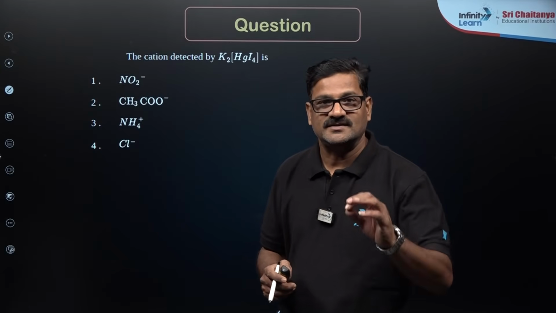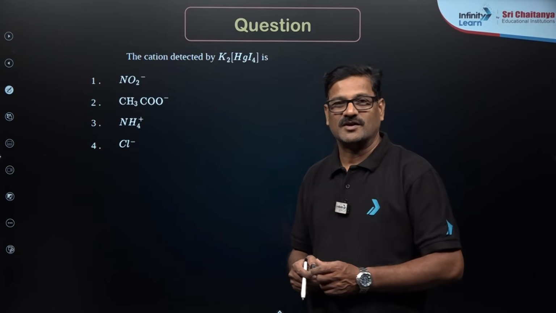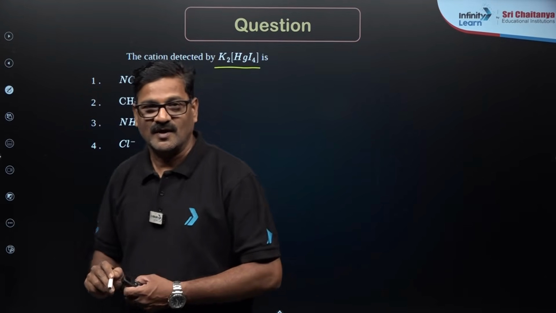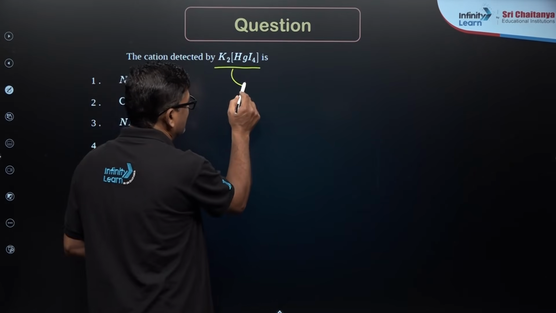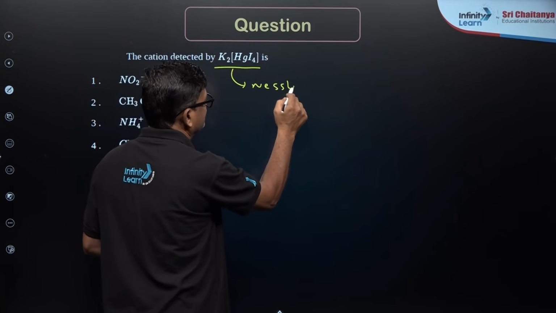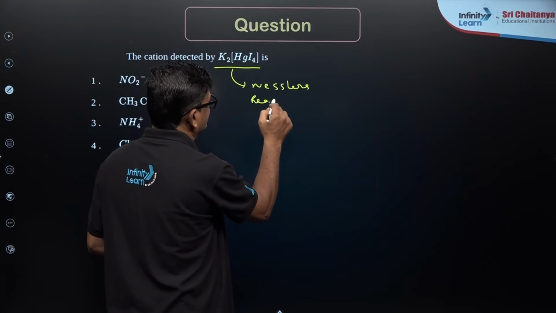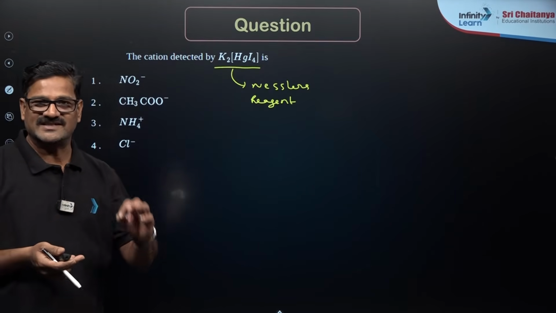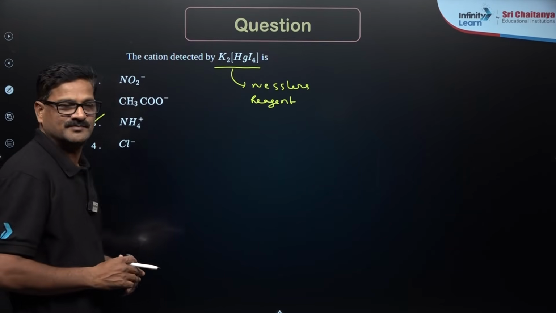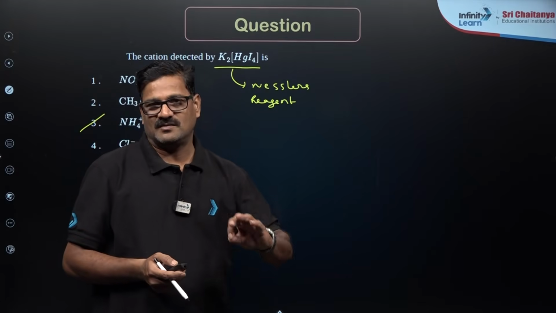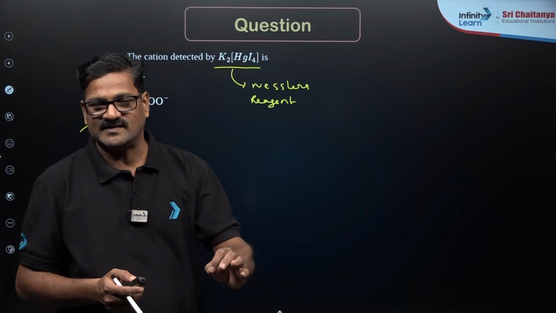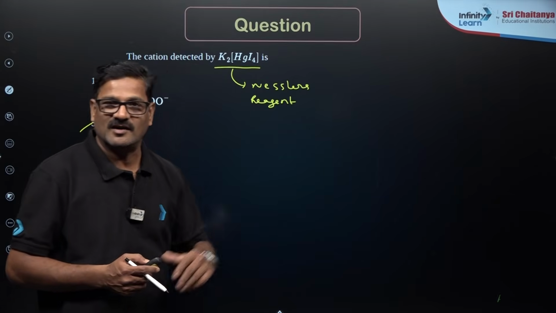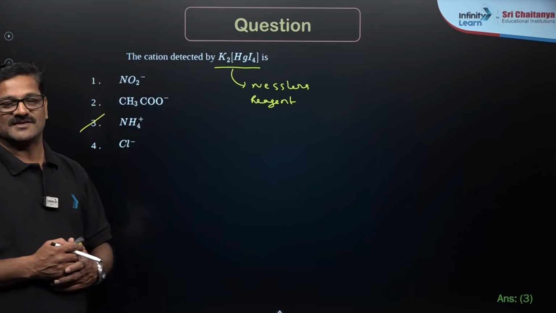Students, this question is based on salt analysis, qualitative analysis. The cation detected by K2HgI4. K2HgI4 is said to be Nessler's reagent. Nessler's reagent is used to detect the ammonium ion. Any ammonium ion salt, when added with Nessler's reagent, is going to give a reddish brown precipitate. It is a confirmatory test for ammonia. Option 3 is the correct answer for this question.